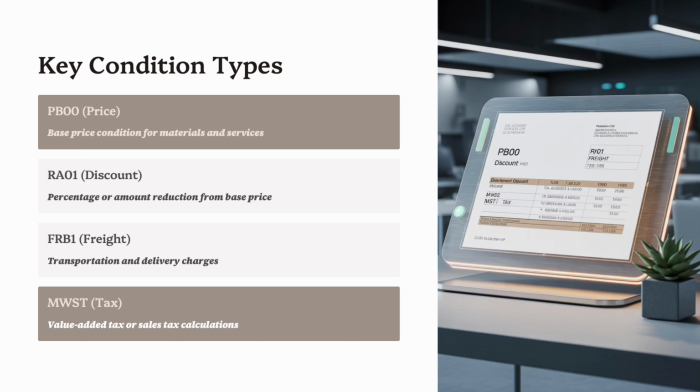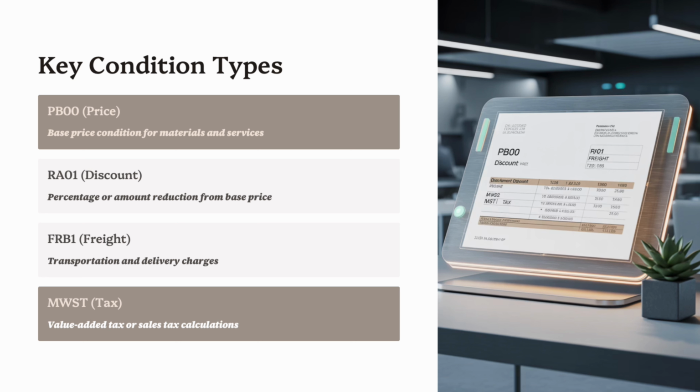Freight, e.g. FRB1. Transportation costs are often added as a separate condition. They can be charged per unit, per delivery, or as a lump sum. Taxes, MWST, NAVS. Tax conditions vary by country. They ensure compliance and proper posting to financial accounts.